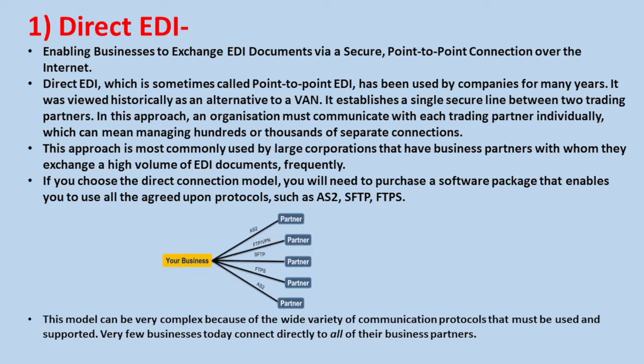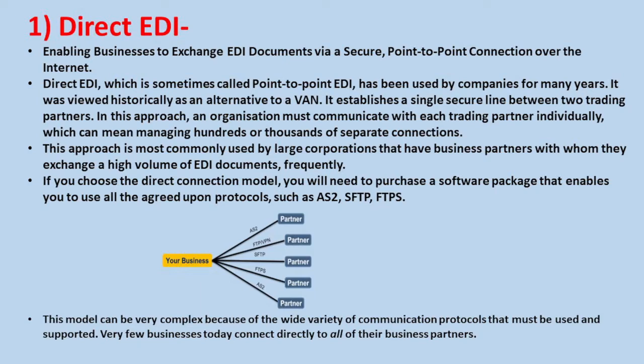So in direct EDI also, there is a single secure line between the two trading partners, and an organization must communicate with each trading partner individually, which can mean managing hundreds or thousands of separate connections. You can look at our diagram. This is our business. We are connected to one partner with AS2, VPN. Another one is SFTP, FTPS, and AS2.